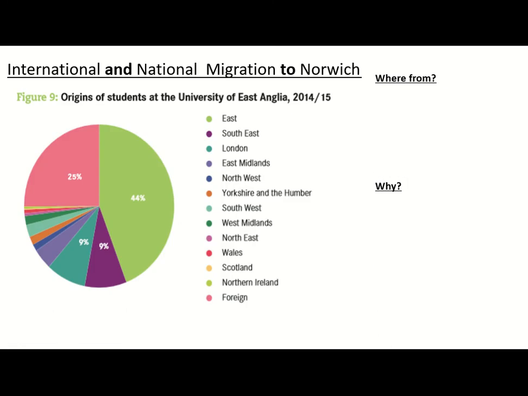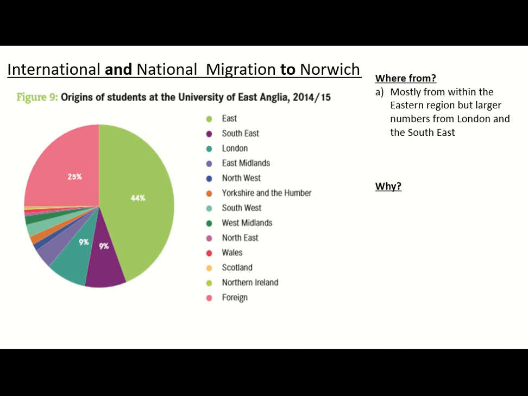Now this graph shows you specifically the UEA and how important the UEA is with regards to migration into Norwich. So the UEA attracts people internationally and nationally, and you can see a summary on the right hand side. So most of the people, 3/4 of the people that come to the UEA are from the UK, and a large number of those, 44%, come from the east. So they come from local areas.